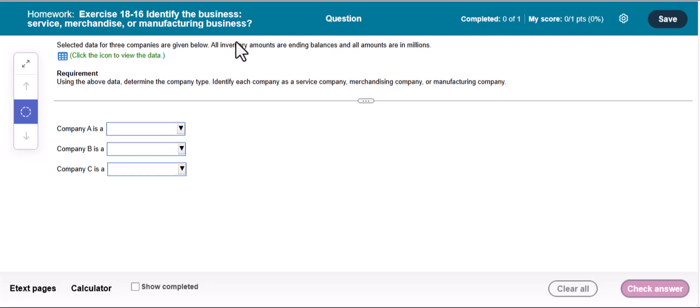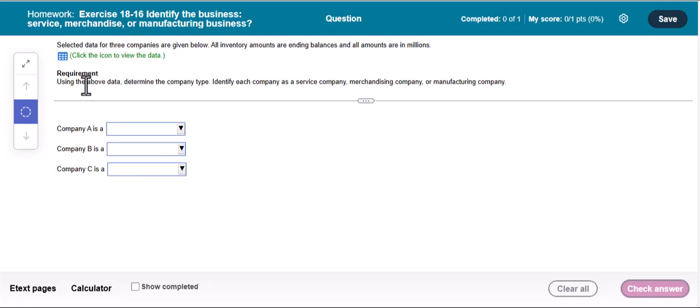Exercise 18-16, identify the business: service, merchandise, or manufacturing business. Selected data for the three companies are given below. All inventory amounts are ending balances and all amounts are in millions. So we can click here to view the data.